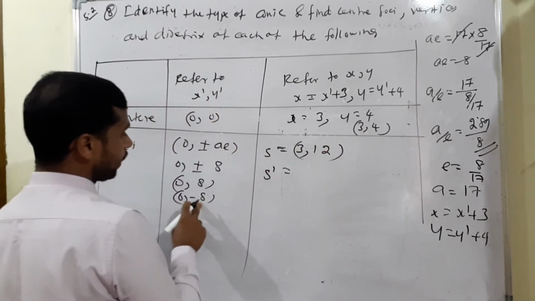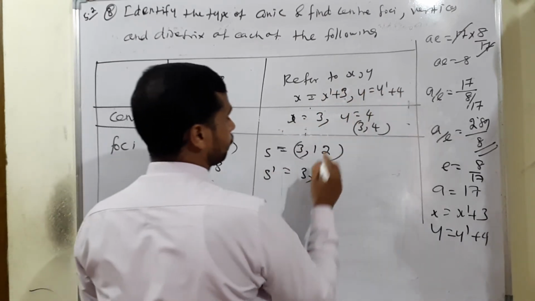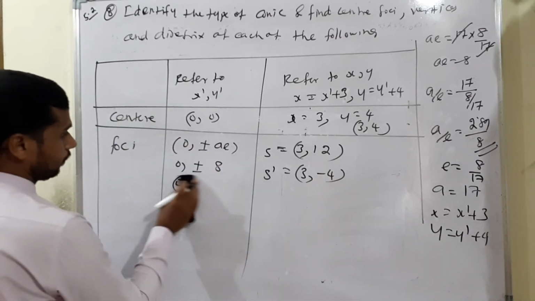Then S dash means 0, minus 8. Again 0 plus 3 means 3. Minus 8 plus 4 means minus 4.